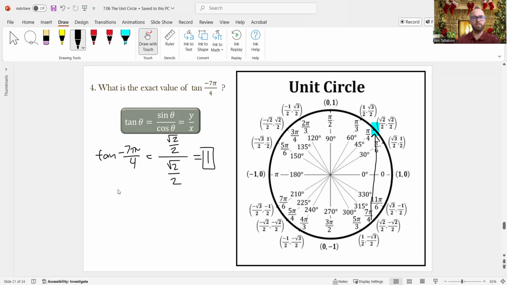And for the sake of you learning this and being prepared for quiz questions, I'm just going to also do the keep, change, flip. So keep the top fraction the same, change division to multiplication, flip the second fraction, and guess what? You could multiply these across. You could cross cancel. I'm going to cross cancel. 2 goes into 2 once. Square root of 2 goes into the square root of 2 once. You multiply everything across. You get 1 over 1, which is equal to 1.